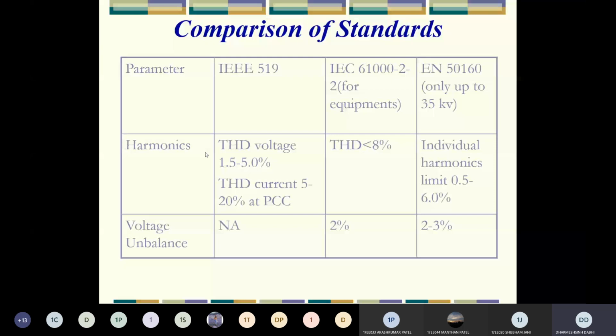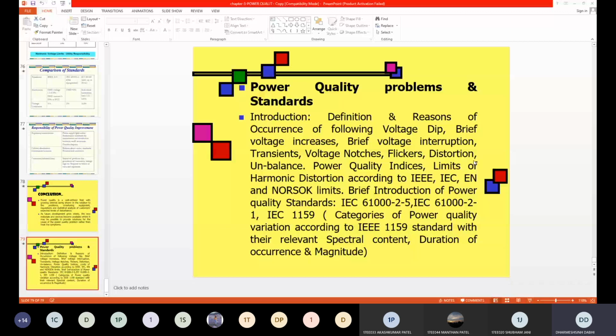So in today's lecture, we will understand the scenario of power quality problems and standards in India. Clear? Are you able to see this presentation? Power quality regulations for distribution of electricity in India. Yes, sir. Okay. So I have taken this document from the internet.